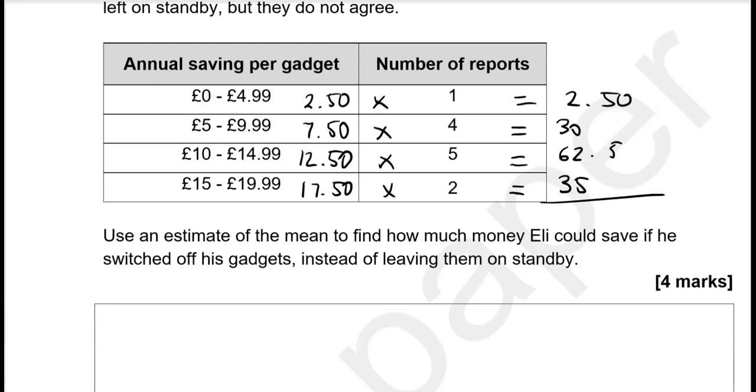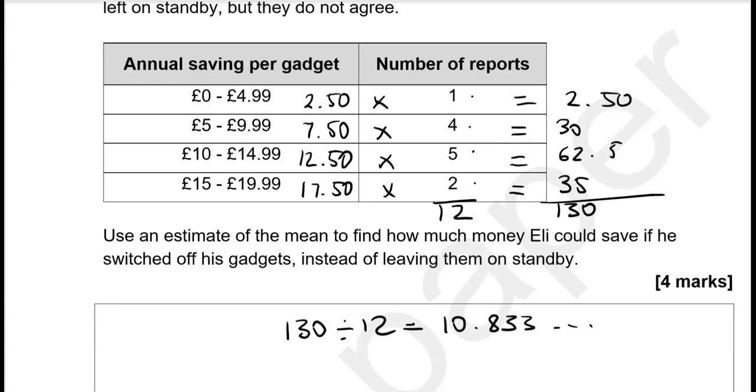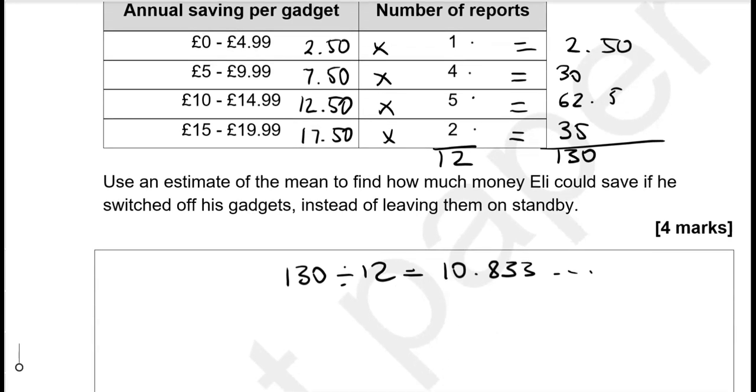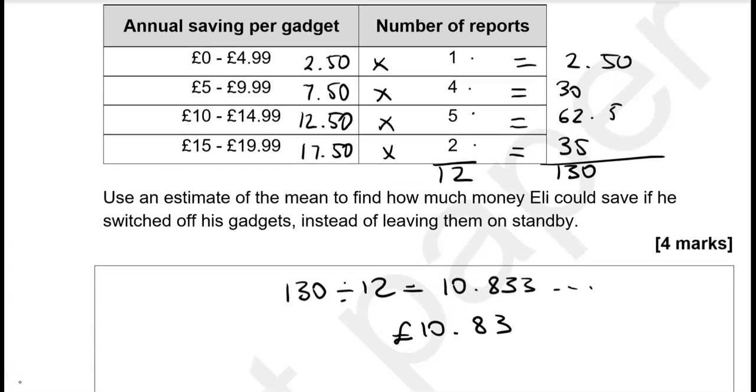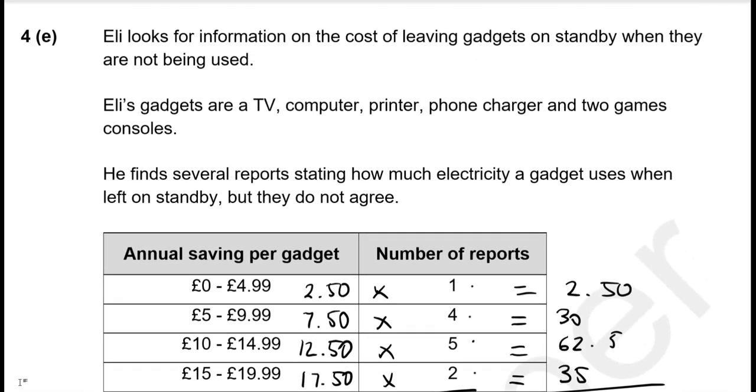Adding all of these together gives us 130. And now we're going to divide it by how many there are. So we've got 1 and 4, which is 5, and 5, 10, and the 2, 12. So we're going to do 130 divided by 12 gives us 10.833, so 3 is recurring. And in terms of money, that would be £10.83. So £10.83 for one device.